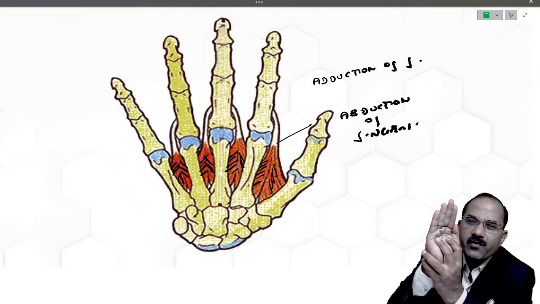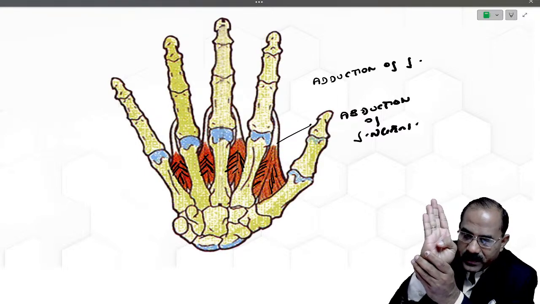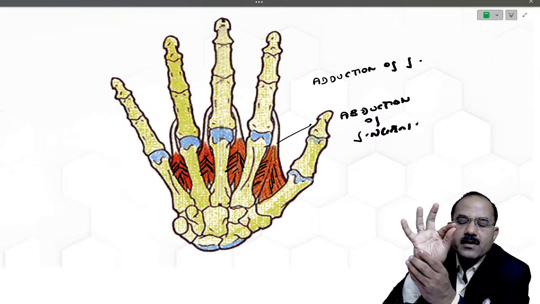What was this for the fingers? Flexion. And what was this for the fingers? Extension. So for the thumb, this is going to be flexion and this is going to be extension. And what is this?